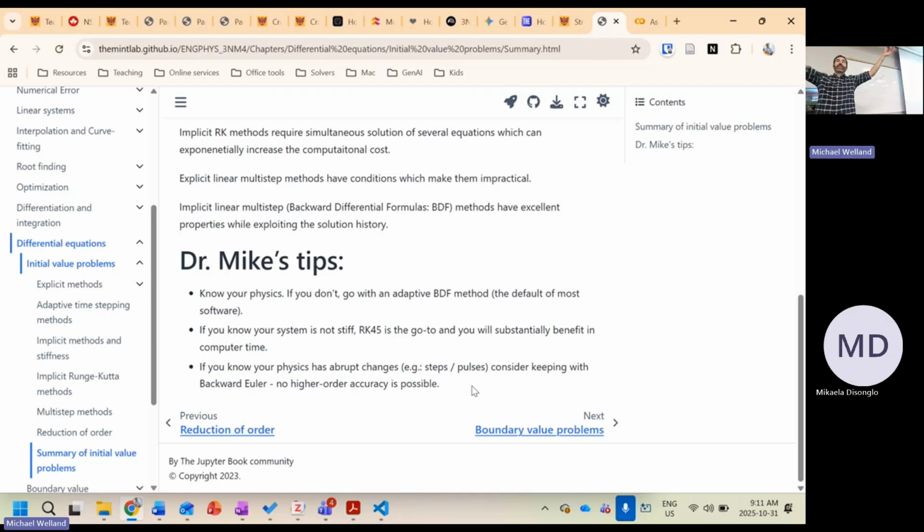Somebody give me the answer. I've got 9 minutes to wait around until somebody says the words. What's my favorite one? Backward Euler? Backward Euler, right?